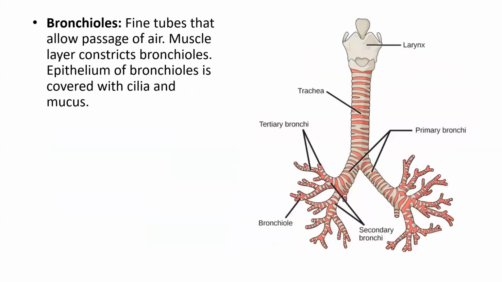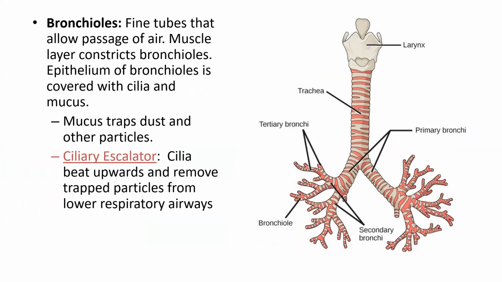So then the bronchioles. These allow passage of air, and the muscle layer constricts the bronchioles. The epithelium of the bronchioles is covered with cilia and mucus. So what is the function of the mucus? Mucus traps dust and other particles. Okay. So that is the bronchioles. Then they also have a ciliary skeleton. The function of the cilia is that they beat upward and remove the trapped particles so that the passage is smooth for the passage of air. Okay. That was about the bronchioles.